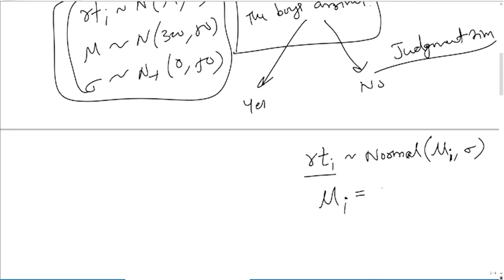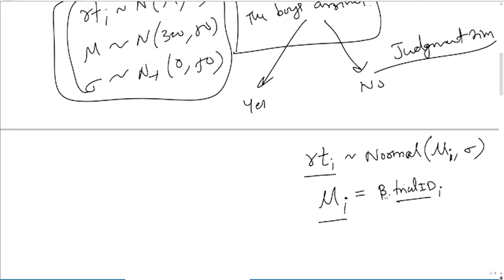How? Let's say as you increase trial ID by 1 unit, mu_i increases by this much, beta. As you go from trial ID 1 to 2, mu_i increases by this much, beta. So this is the increase in average reaction time per unit increase in trial ID. With every trial, how much does the average reaction time increase or decrease? If its value is negative, that means the average reaction time decreases, otherwise it increases.